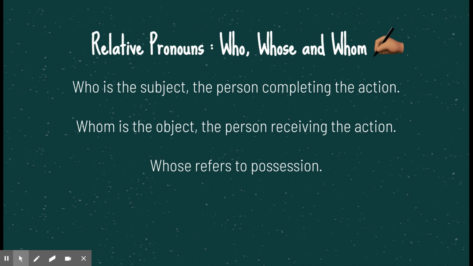Relative pronouns who, whose, and whom. When we're talking about the relative pronoun who, we're often referring to the subject, which is the person completing the action. When we're talking about whom, we're talking about the object, and this is the person receiving the action. Whose refers to possession. Make sure you copy these notes down.